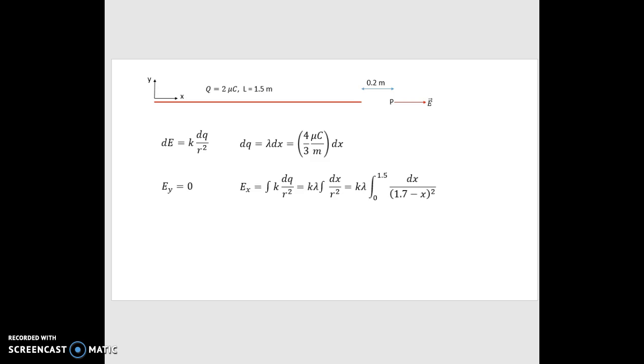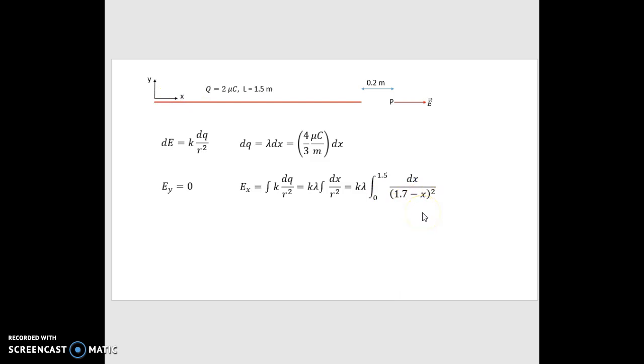Next, I'm going to set my integral limits. I need to integrate over the entire length of my charged object. So integrating from x equals 0, the left end of the rod, out to x equals 1.5, the right end of the rod. And my distance r will be 1.7 meters if I'm all the way at the left end of my rod. And as I move along the rod at distance x, it will be 1.7 meters minus x.